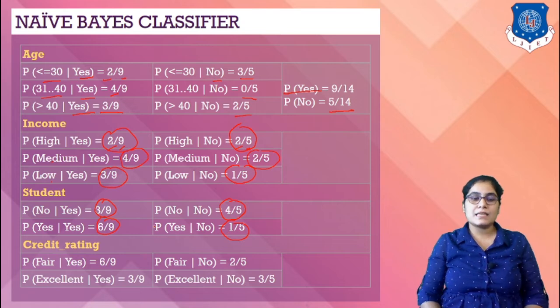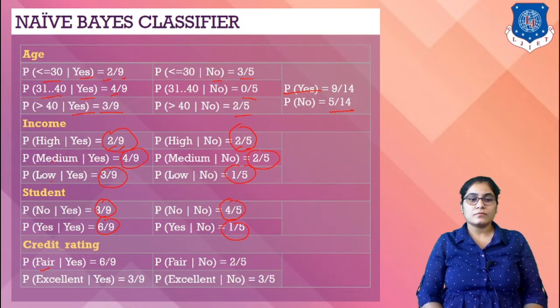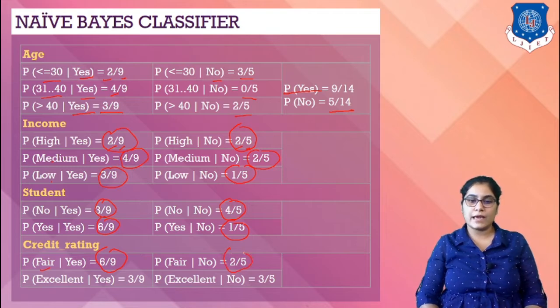Now we will repeat the same procedure for credit rating. Here we have 2 different values for credit rating, that is fair and excellent. So we have to check that out of a total of 9 class labels that have value yes, how many records have credit rating fair? From the previous table we get to know that there are a total of 6 records that have fair credit rating and class label yes, and there are a total of 2 records that have fair credit rating and class label no. So the probability is 2 by 5.